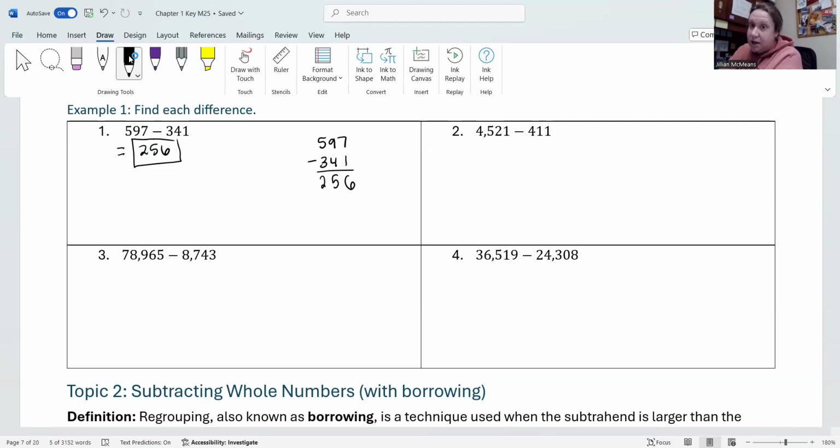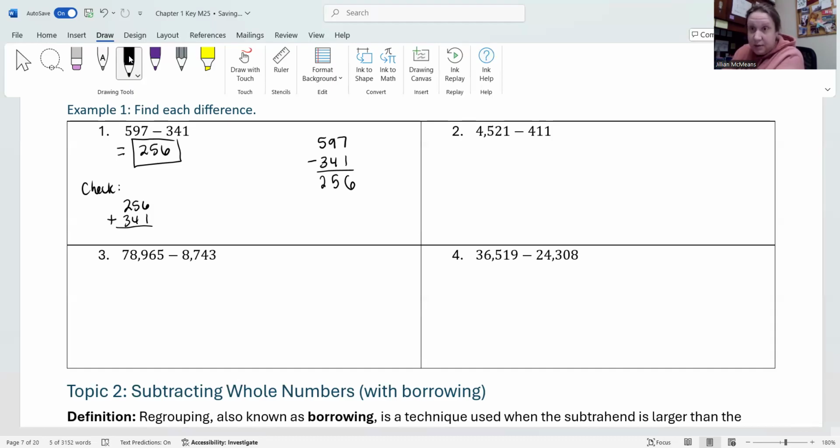We can check an addition answer by subtracting. So if you wanted to check your work with subtraction, you would take your difference, so 256, and add what we call the subtrahend, so 341. And when you add those, you should get the minuend as your result.